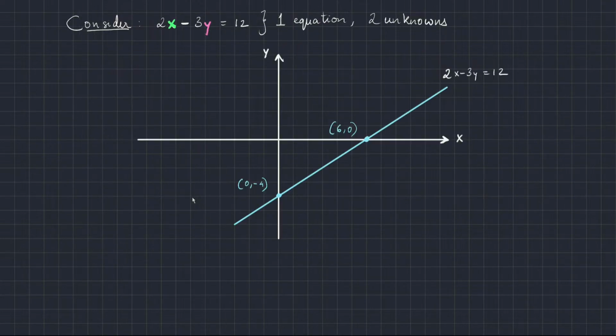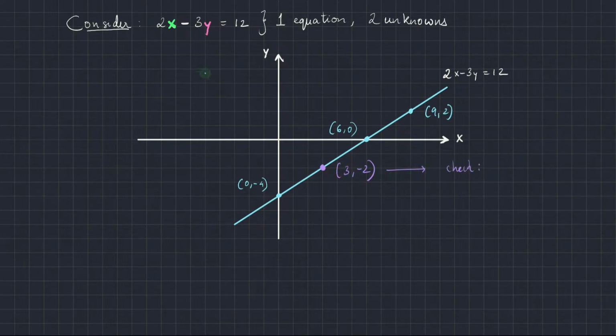(9, 2)? Well, let's find out. If this is 6, then this is 9 and this is 2. And lo and behold, we have (9, 2) also lying on this graph. Every other point that lies on this graph is also a solution to this equation. For example, if I look at this point, it looks like (3, -2).